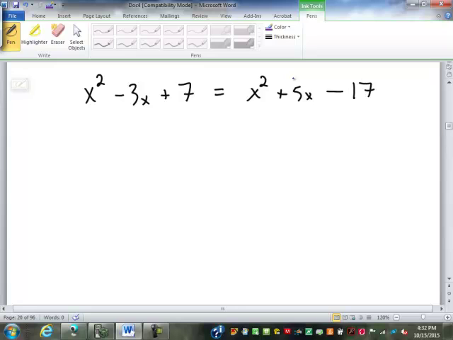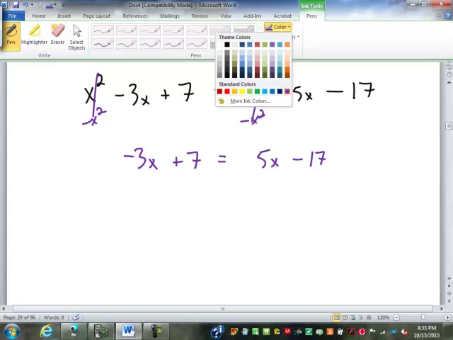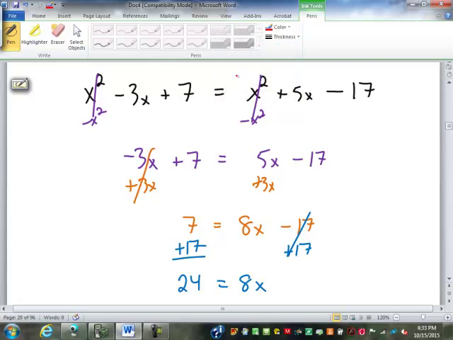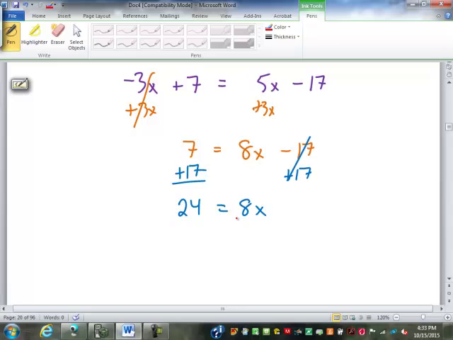So here, tell me what to do. Subtract x squared. And it is gone on both sides, which, as we said, is a good thing because we can't do anything else if it doesn't. So we have negative 3x plus 7 on the left, and we have 5x minus 17 on the right. What is next? Add 3x. So 7 equals 8x minus 17. And then add 17, giving us 24 equals 8x. And then divide by 8. 3 equals x.